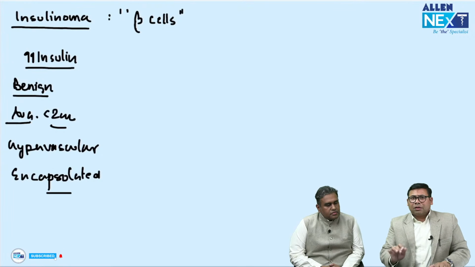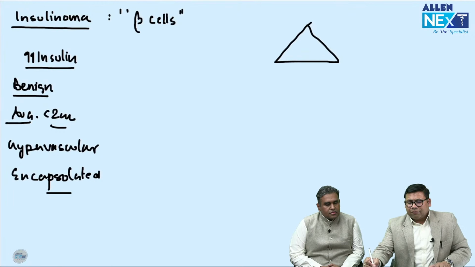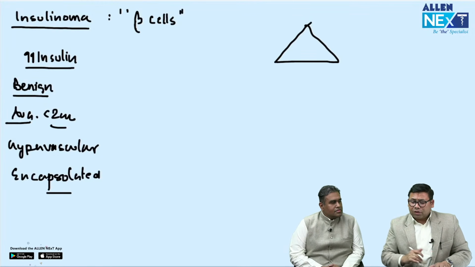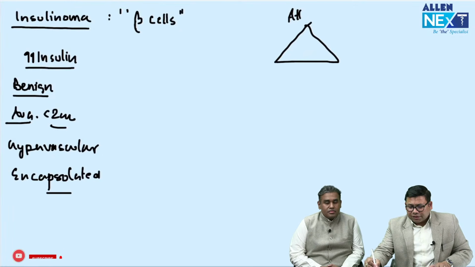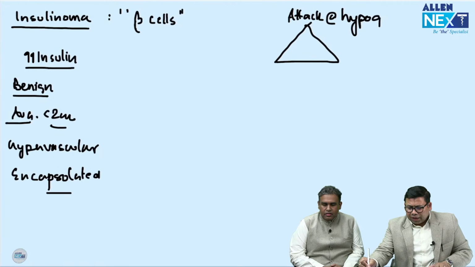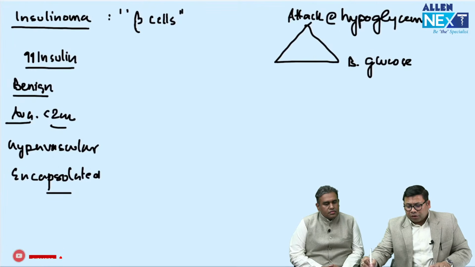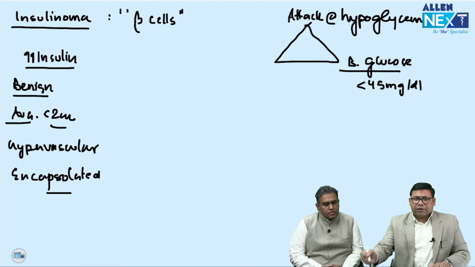When we talk about the clinical presentation, you know the classical Whipple triad. I hope students will answer this. Come on, tell me what are the features of Whipple triad. So the first is the attack of hypoglycemia. So you will have attacks of hypoglycemia. The second thing is the blood glucose goes abnormally low, up to the level of less than 45 mg per dl. This is what is very important.